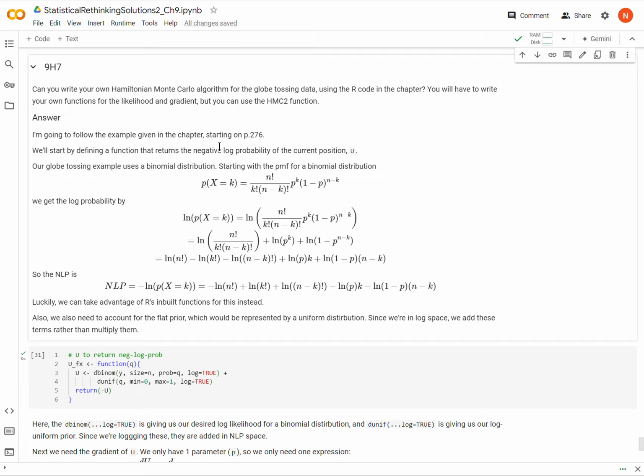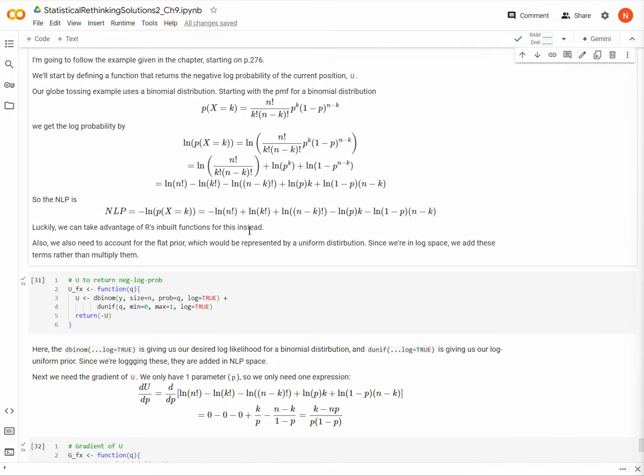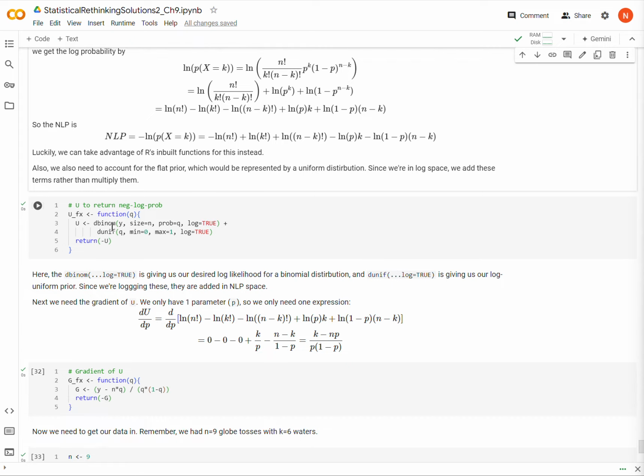We're using this as a way to try to approximate how much of the globe is covered in water versus land. The example that is given in the chapter is done on normal distributions, and so it goes through the math and does all that for you. But the globe tossing model is binomial data, so that's where the change is. Okay, so let's just get into it. Let me come here first to the code.